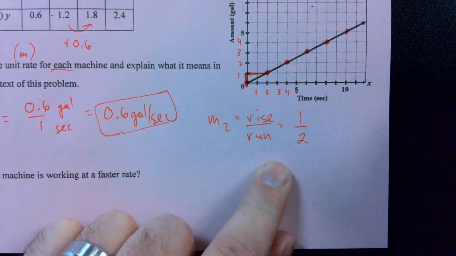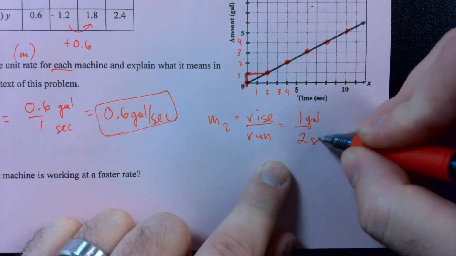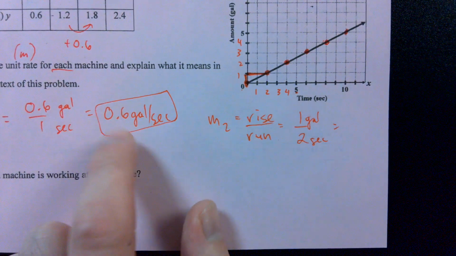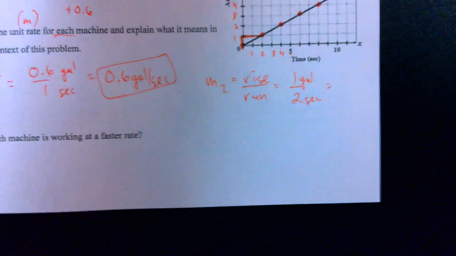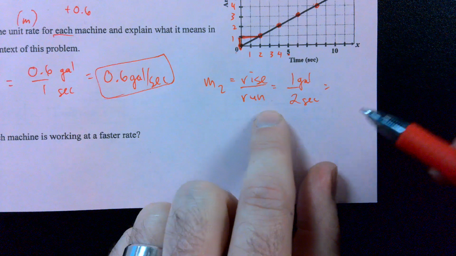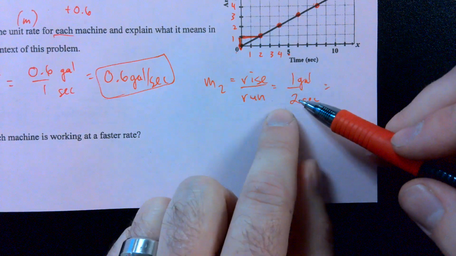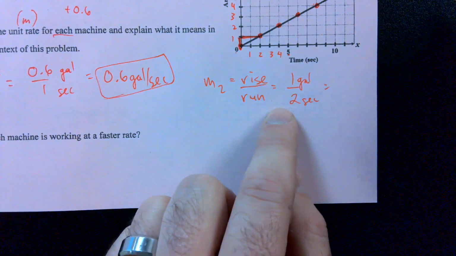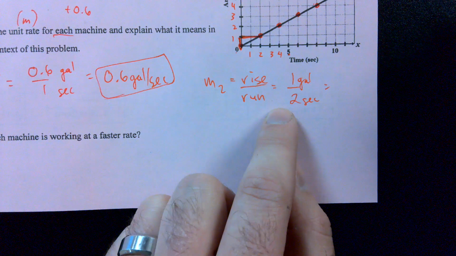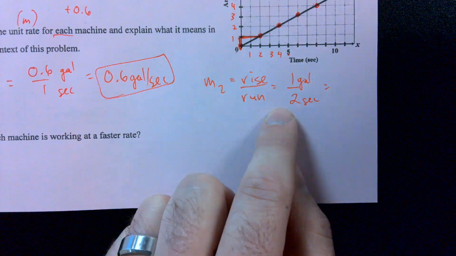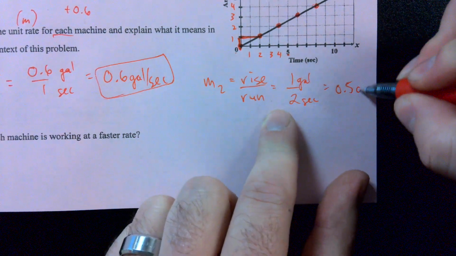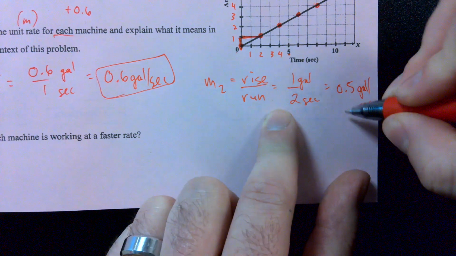Okay, still my units are gallons per second. And now because our first slope is a decimal, I know normally I say I hate decimals, but for this problem, we're going to turn this into a decimal. What does 1/2 written as a decimal look like? 0.2. Close. 0.5 gallons per second.